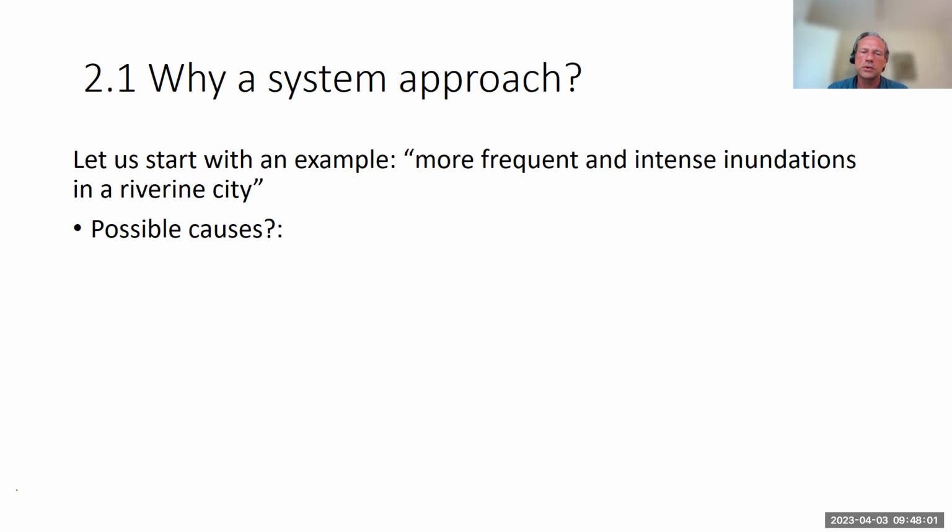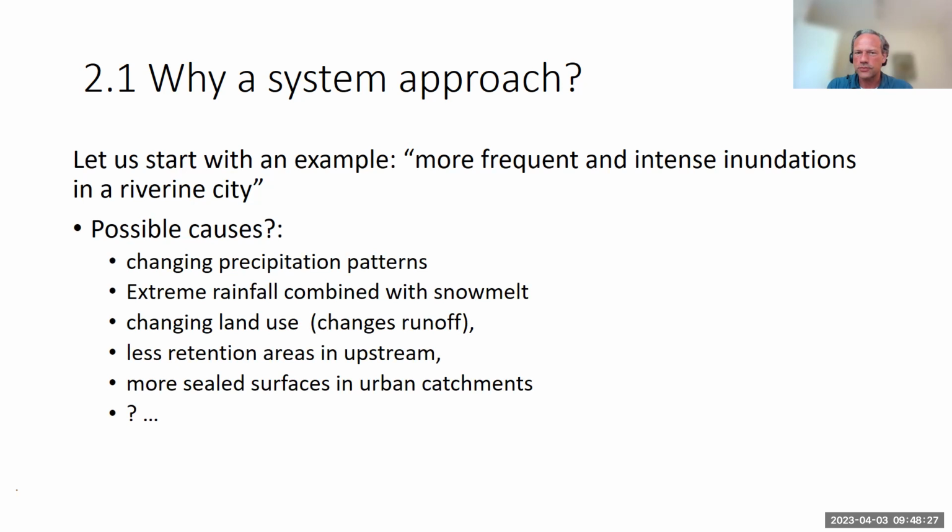So I could now ask you. Again, this would be the first interactive moment, but let me just go through it a bit faster. I could ask you and you would all give me the possible answers, I think. Of course, it could be changing precipitation. That is always the first thing you think about. Floods are ultimately caused by precipitation. And if the patterns are changing, that means in seasons where we don't have strong precipitation, we now have strong precipitation, or in general, the high intense rainfalls are getting more, then also more frequent and intense inundations happen.